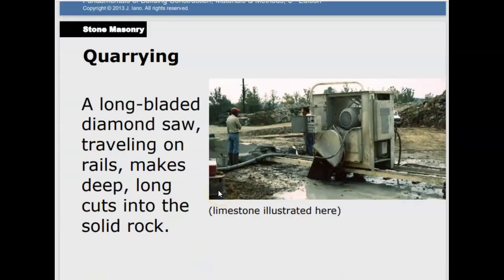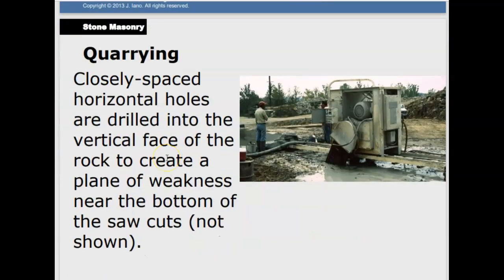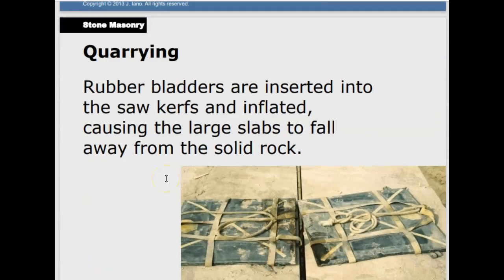How is this all done? This heavy construction work is needed. The long-bladed diamond saw traveling on the rail makes deep, long cuts into the solid rock. Please check out my video files to see this in action. Quarrying. Closely spaced horizontal holes are drilled into the vertical face of a rock to create a plane of weakness near the bottom of the saw cuts, not shown. So look at that big old blade. And it looks like it's on a rail. Well, maybe not, but that's one super blade.